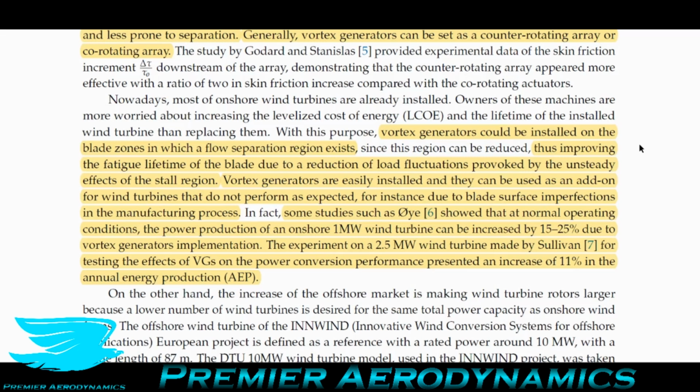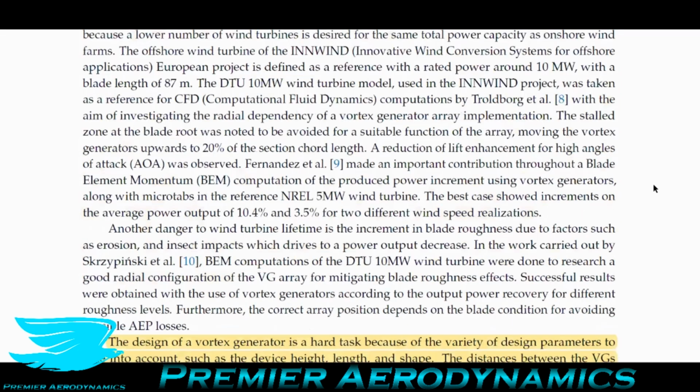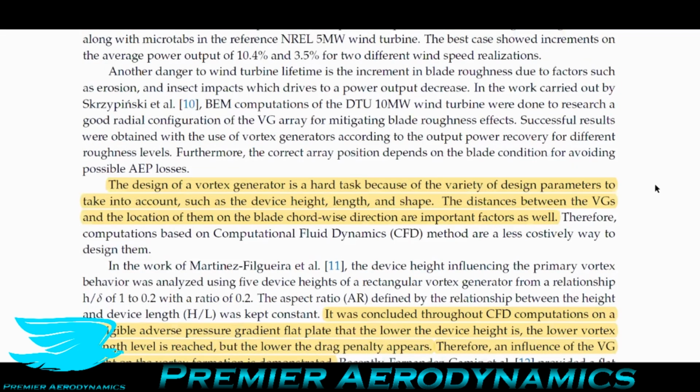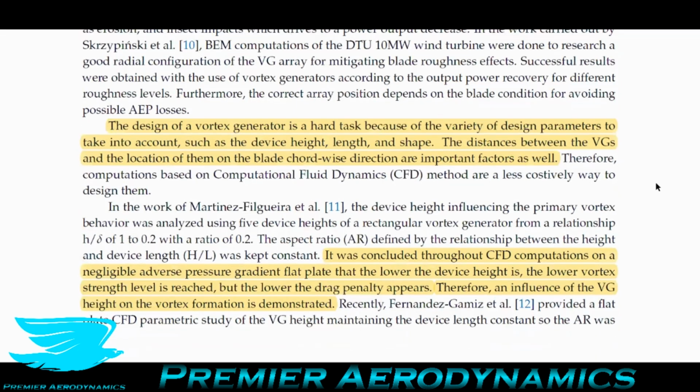The experiment on a 2.5 megawatt wind turbine, in a paper by Sullivan, for testing the effects of vortex generators on the power conversion performance presented an increase of 11%. So in other words, vortex generators are really beneficial for wind turbines. They range between 10% and 25% increases for power outputs, not to mention the increase in lifespan due to reduced fatigue. And we've done podcasts on wind turbine blades as well, around podcasts 50, 55. So check them out as well.